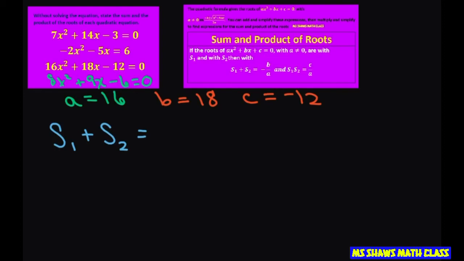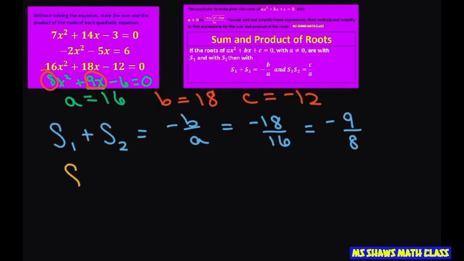the first solution plus the second solution should equal -b divided by A, which is -18 divided by 16. And that's going to give me -9 divided by 8. And you can see it here. We could have reduced it and done it this way. There's your 9 and your 8.